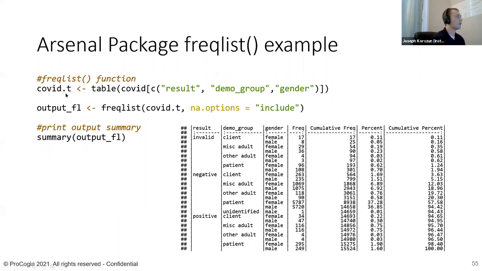Just walking through the code, we assign a table. What we do here is reference the data frame that we're using, in this sense COVID, and then we reference the comparator, I guess you want to call it, which in this sense is result. So COVID positive or COVID negative. And then we compare those values against demo group and gender. Those are two categorical variables, as well as comparing that to a result variable.